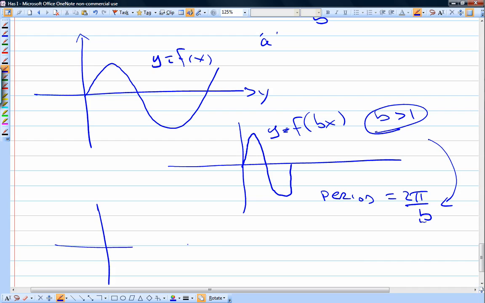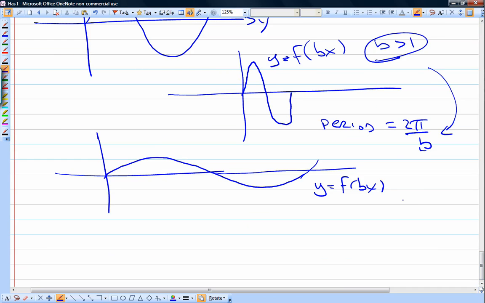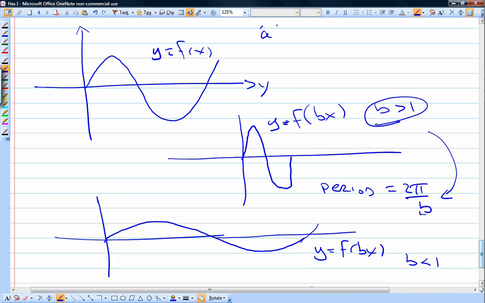Okay, so the next graph, of course, we expanded it. Let's do that. And this is, again, y equals f of b of x, where b is less than 1. Okay, so we've done things on the horizontal, again, that would tend to be larger. It takes more time to get through a single cycle or a period. Okay, so that takes care of the basics.